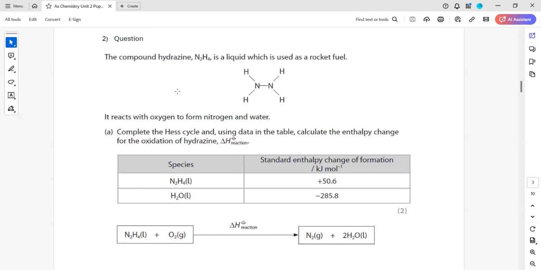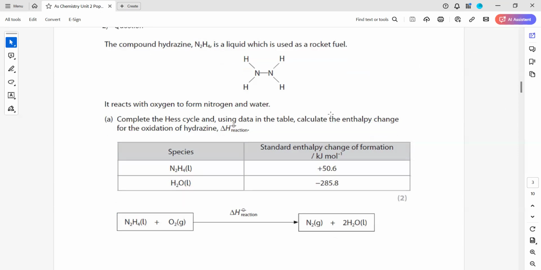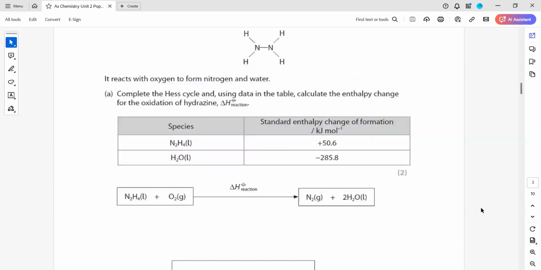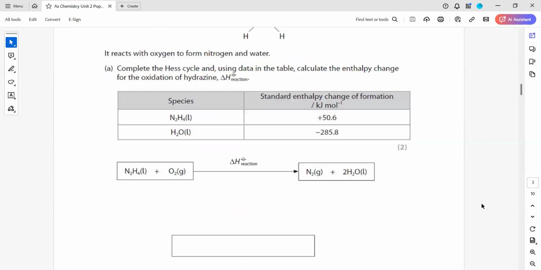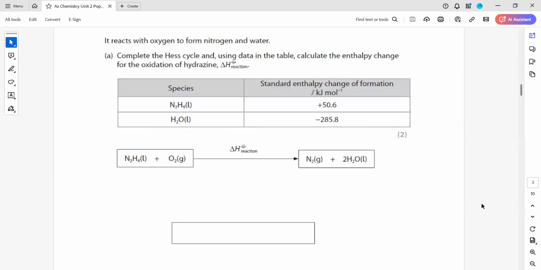The compound hydrazine, which is N2H4, is a liquid used as a rocket fuel, and it reacts with oxygen to form nitrogen and water. Complete the Hess cycle and use the data in the table. Calculate the enthalpy change of oxidation of this reaction. So this is what we need.